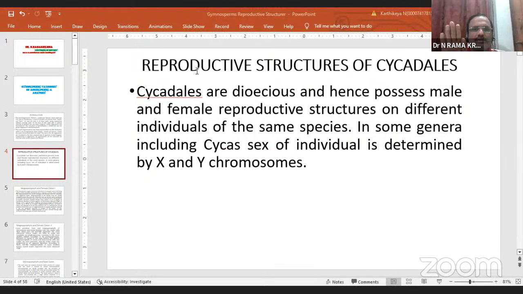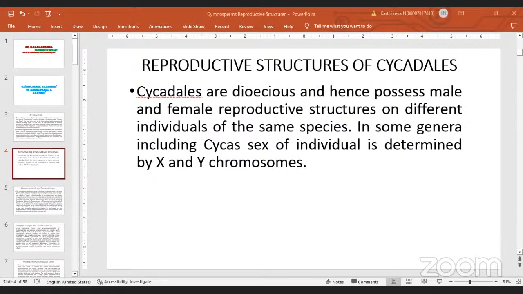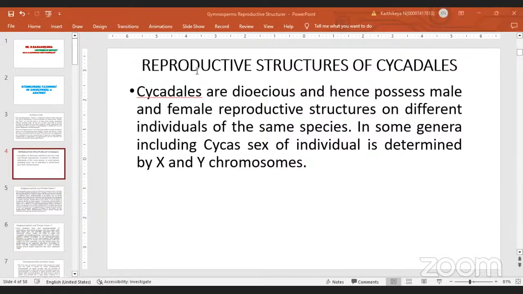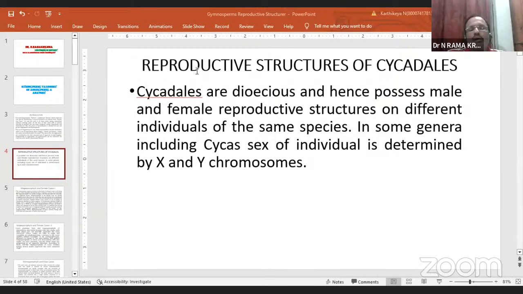For example, now you see this cone. This one is a sporangium, and the sporangia contain the spores. A group of sporangia we call cones or strobili. The sporophylls are arranged in a spiral manner around the central axis, and in these the male and female cones develop.